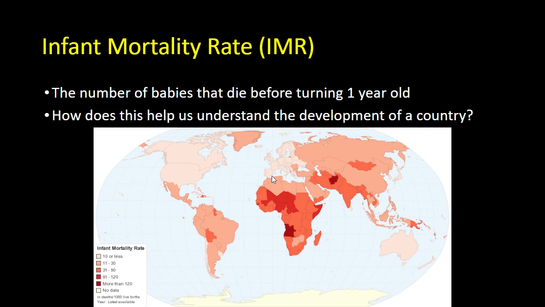So how does this help us understand the development of a country? If more babies are dying, then they don't have the technological resources needed in order to sustain baby development. Exactly. So your least developed countries are going to have a higher infant mortality rate than your developed countries. And countries try to combat this not by fixing their medical infrastructure, but by having more kids, which is basically throwing fuel on the fire.